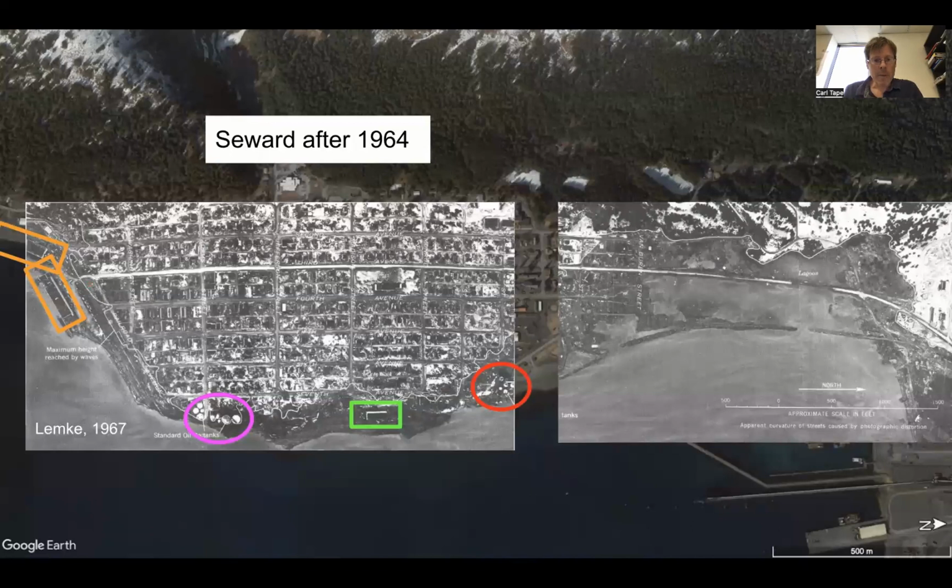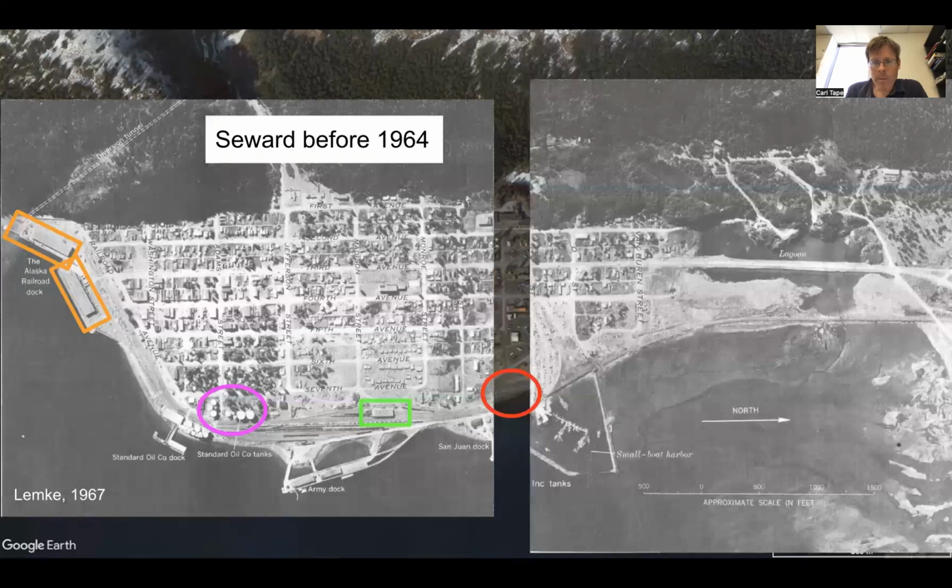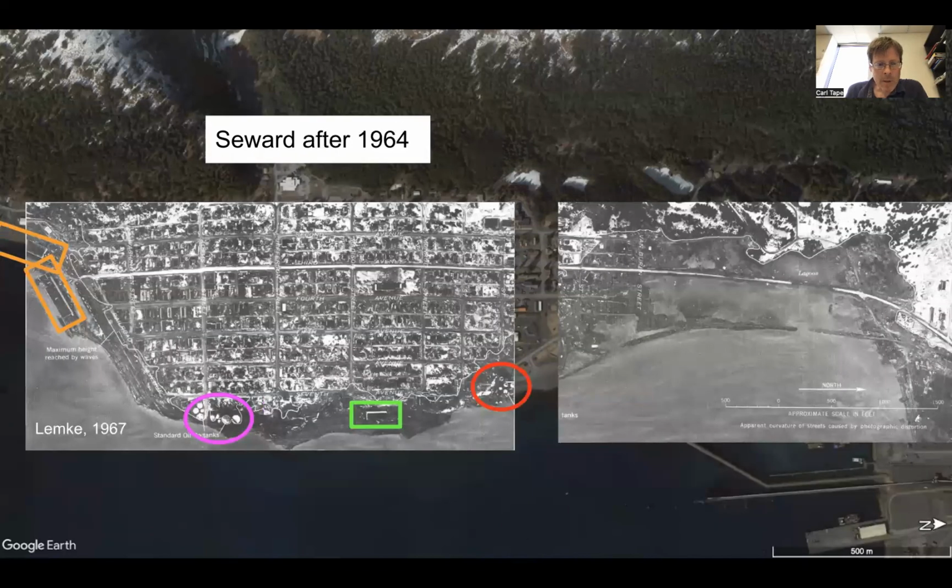And so here's the after. They're as close as I could make to aligning these. Here's the before, here's the after. And what you'll notice, I've left these items so you can line them up a little bit. This white line shows where the author marked the tsunami maximum height reached by the waves, right in here along this line. And it goes all the way up in here.